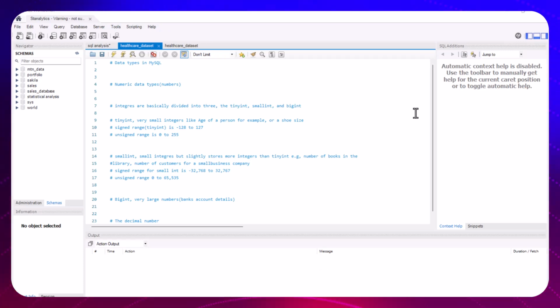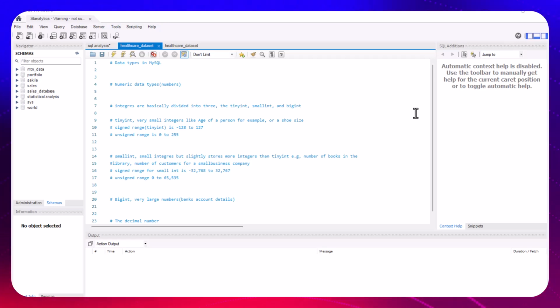Now, integers are basically numbers, like I've said, and we all know that numbers can either be positive or negative, depending on the data and depending on what you want to store. Now, integers are subdivided into three. We have the tiny int, so basically tiny integer, for short.